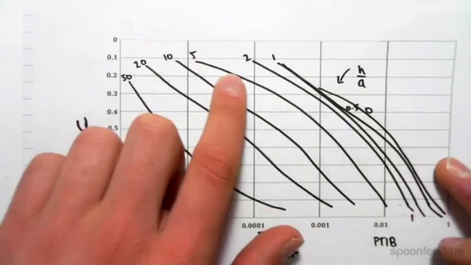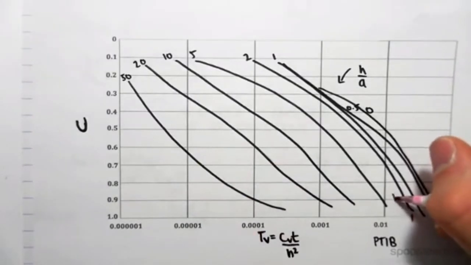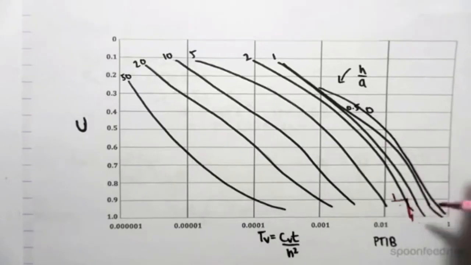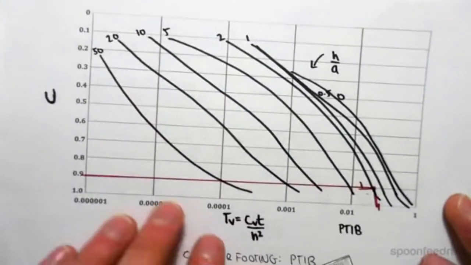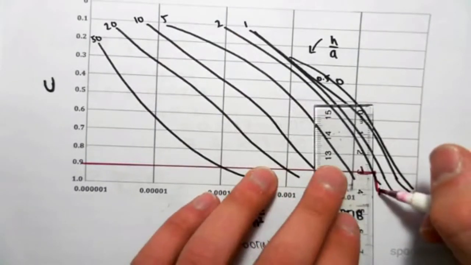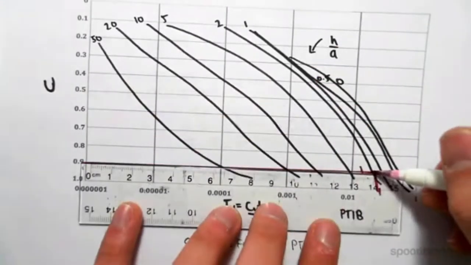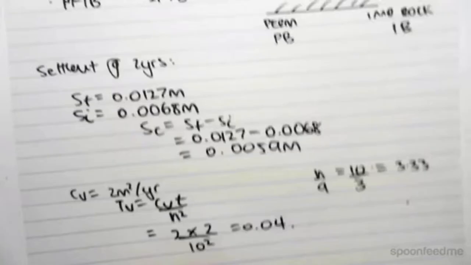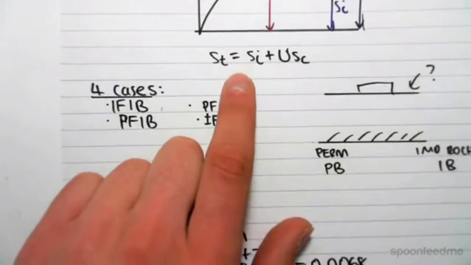So here's 2 and 5. So 3.33 will be around here, right? So let's say we come up and get this value there. Once again, my graph's a bit chunky just because I drew it in Photoshop myself, so it's not exactly matching up, but you would come up from a point 0.04 to a value of 3.33 for H on A. You would find that point and come across, and get a U of 0.9. So U equals 0.9, which is our degree of consolidation.